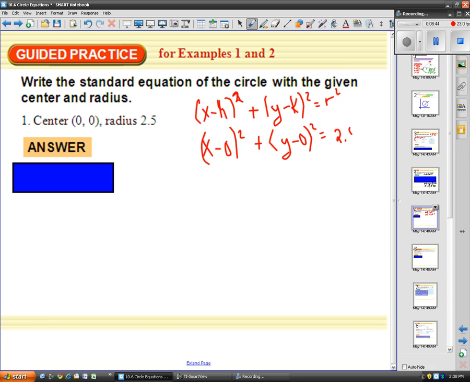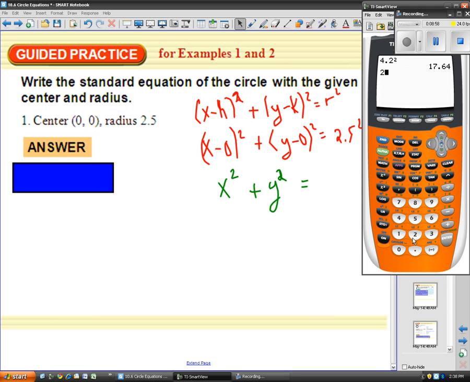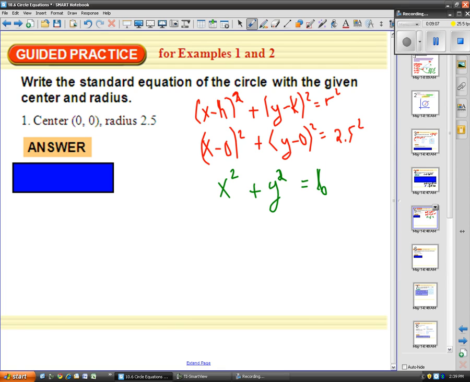Well, x minus 0 is just x squared, y minus 0 is y squared, and 2.5 squared, well, let's get out our calculators in case we don't know what it is. 2.5 squared is 6.25. And so that is the equation of my circle that they're looking for. And there you go. There's our match.